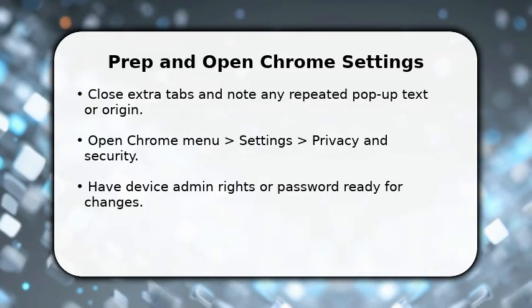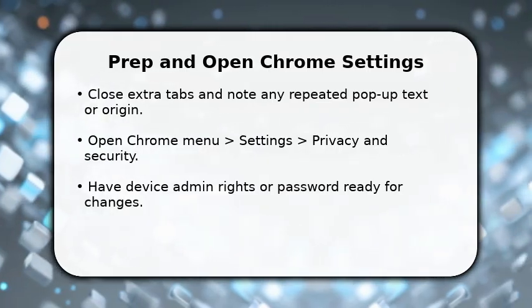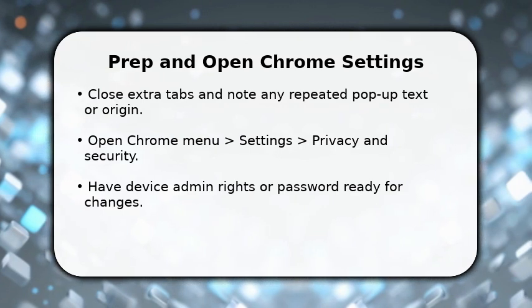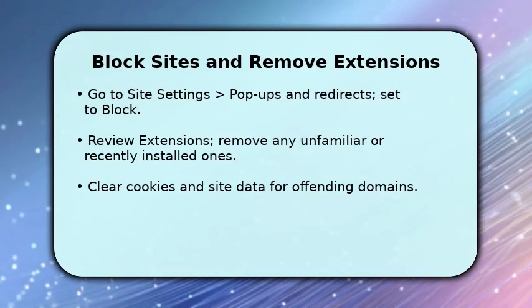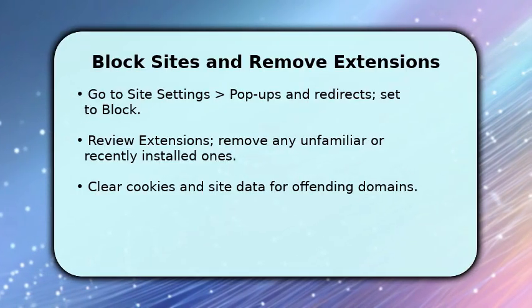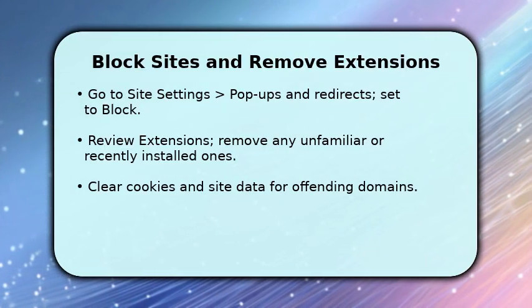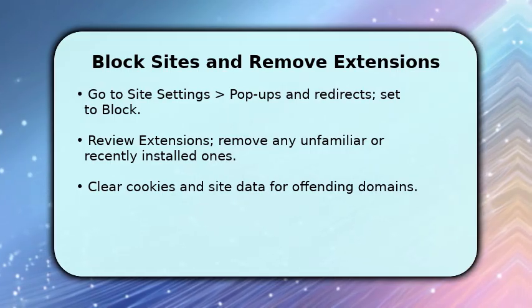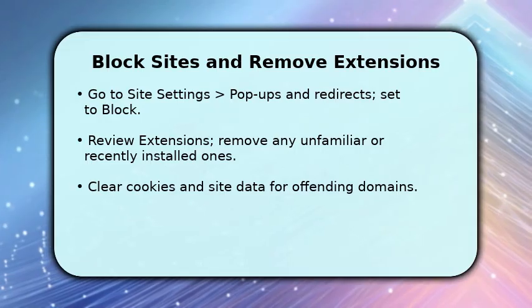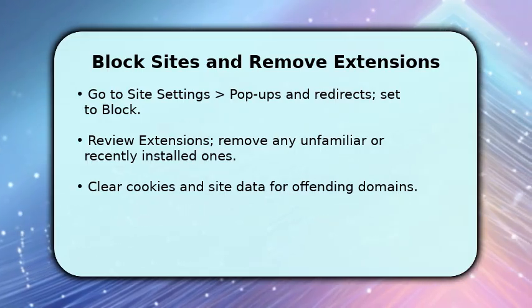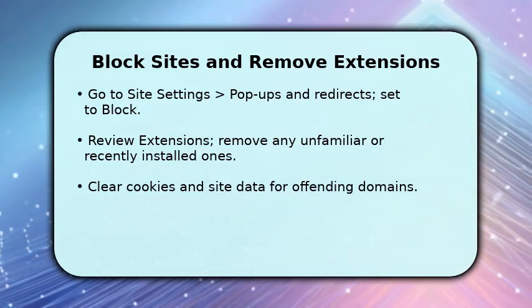Once done, you're ready to move into site controls and extensions to remove the offending behavior rather than just hiding it. Now you take targeted action. Open site settings and set pop-ups and redirects to block so Chrome stops automatic windows. Then go to extensions and disable or remove anything you don't recognize, especially extensions installed just before the pop-up started.